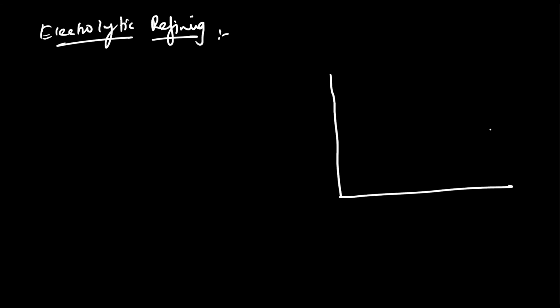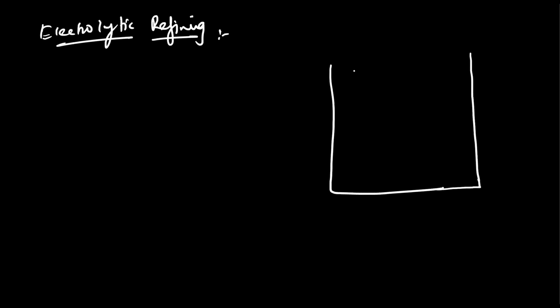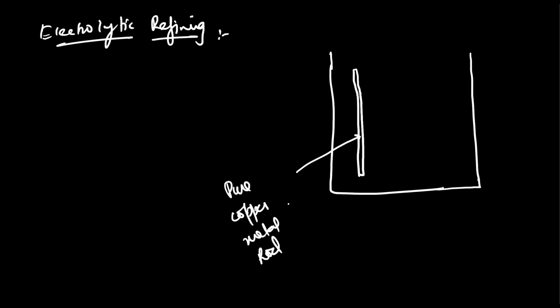First, we take the electrolytic cell. Then we take a thin metal rod, which is of pure metal and is the same metal that we are purifying. For example, if we are purifying copper, we take a rod of pure copper metal, and the impure rod is taken like this.